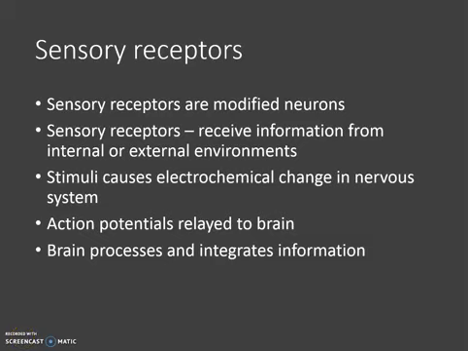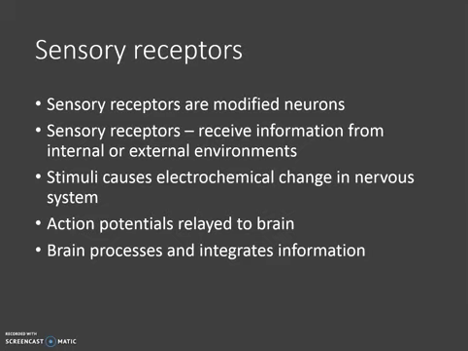Sensory information travels from sensory receptors to the spinal cord and brain through the peripheral nervous system. Sensory receptors themselves are modified neurons. Sensory receptors receive information from either inside your body or outside your body. So sensory receptors can detect light energy outside your body, or it can detect things like pain inside your body.